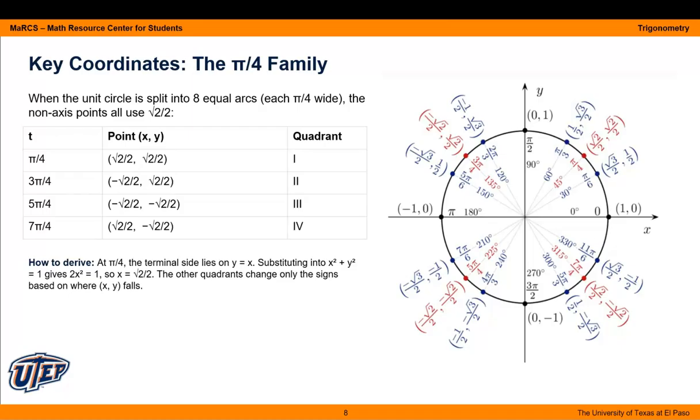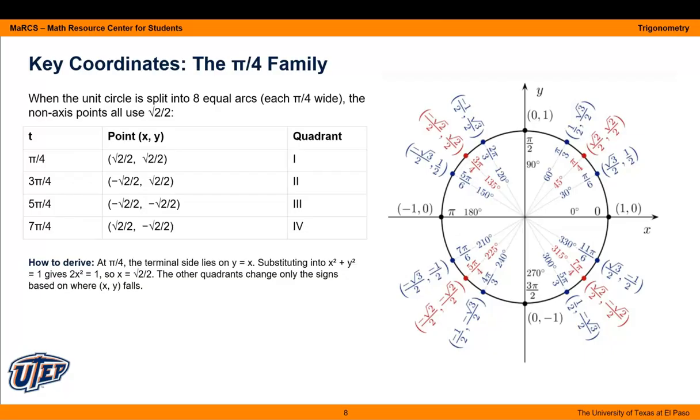This slide gives the coordinates for the pi over 4 family. At t equals pi over 4, the point is square root of 2 over 2, comma, square root of 2 over 2. Because this angle lies on the line y equals x, the two coordinates must be equal.